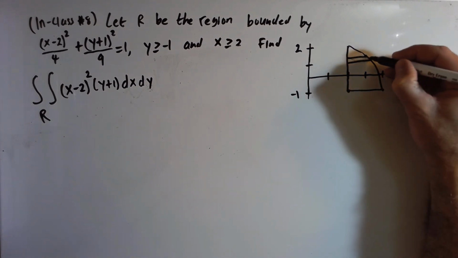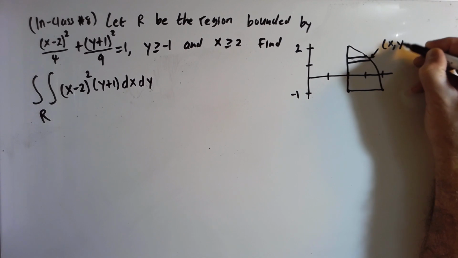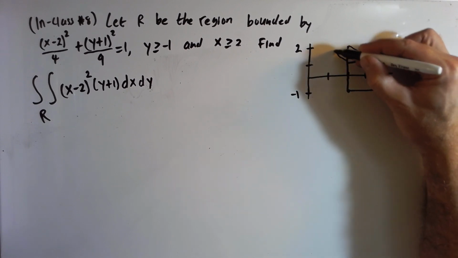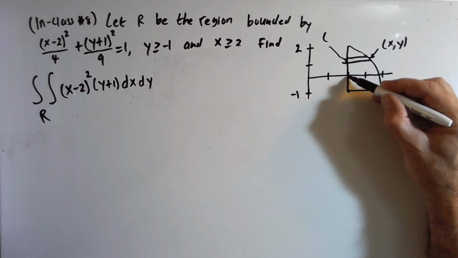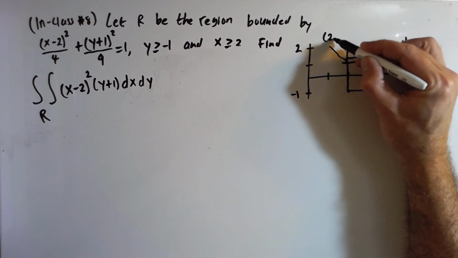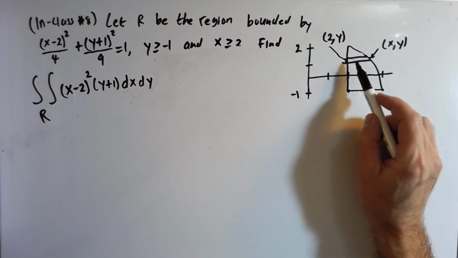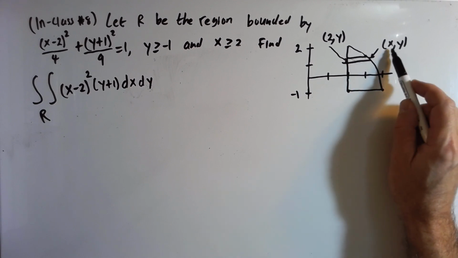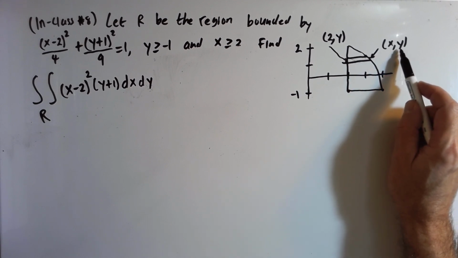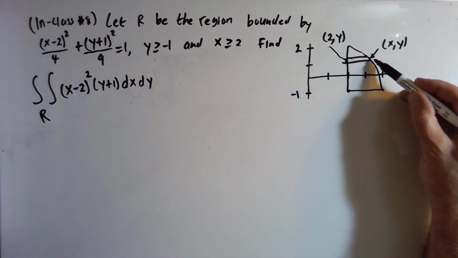Here's a typical strip. So the point out here we can just call (x, y), and a point over here. Well, the x value is 2 here, with the same y value. So x is going to go from 2 over to here. So we have to write this x as a function of y.